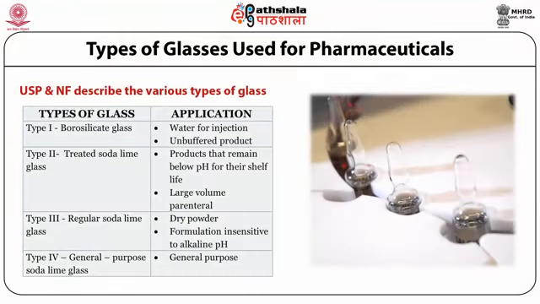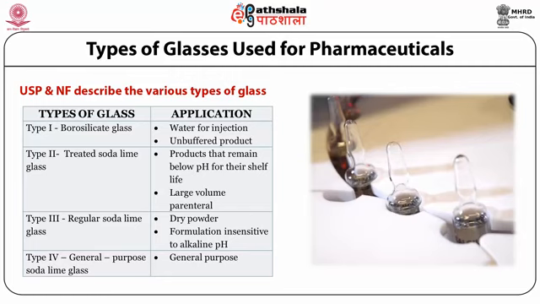USP and National Formulary (NF) describe the various types of glass and their applications in pharmaceuticals. Type 1 borosilicate glass is generally used for packing water for injection and unbuffered products. Type 2 glass is generally used for packing products that remain below pH 7 for their shelf life, and large volume parenterals.